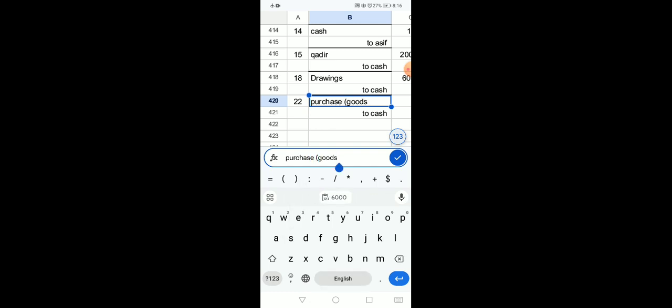Goods was just a reference. It is unnecessary to be written over here now. That was just a reference. You may erase it or you may write it, it's up to you. But goods will be written only for the reference. We are erasing it. Entry number 22.